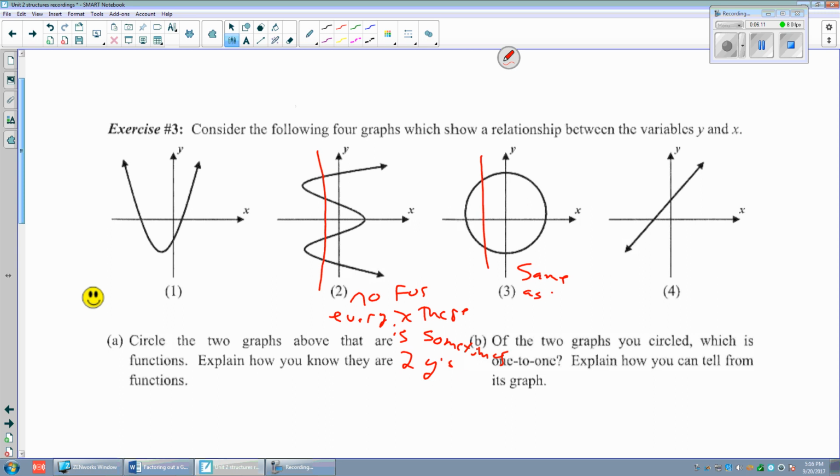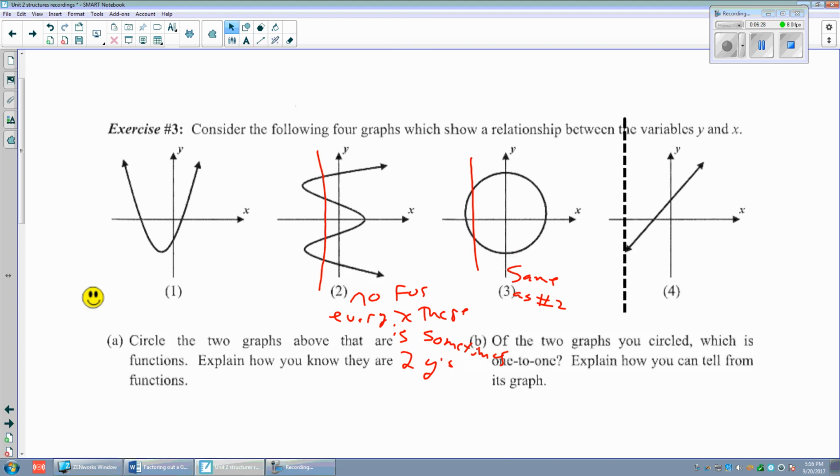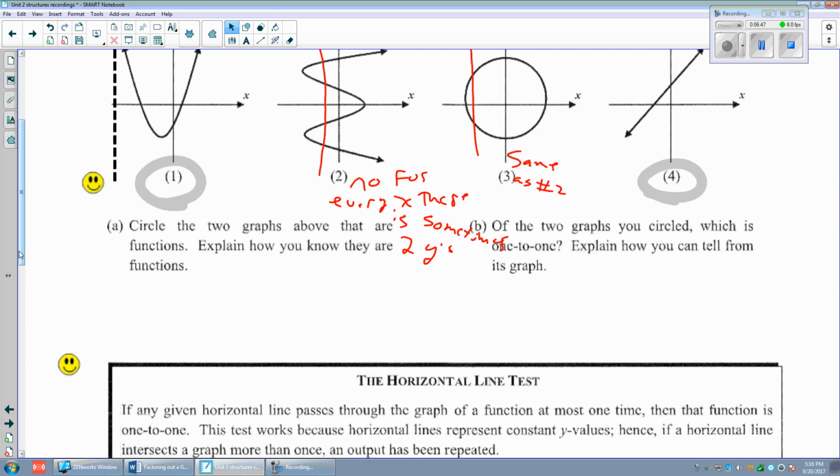Same as number 2. No matter what I do, oh, sorry, they're connected. So no matter what I do with a vertical line, it only hits the curve at one spot. Circle 2 graphs above that are functions. Explain how you know. Number 1 and number 4. You can say for every x there's only one y, but I'm going to just say pass the vertical line test.